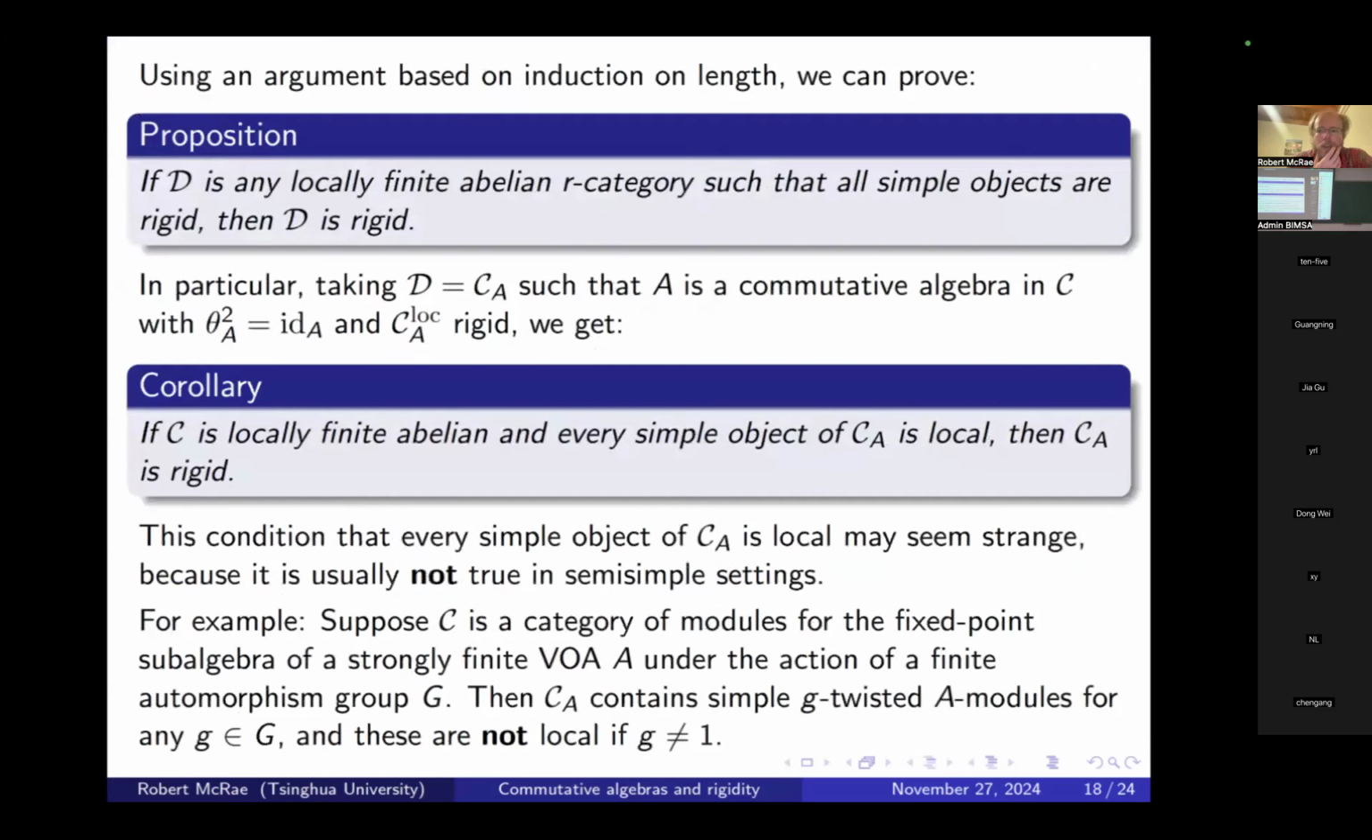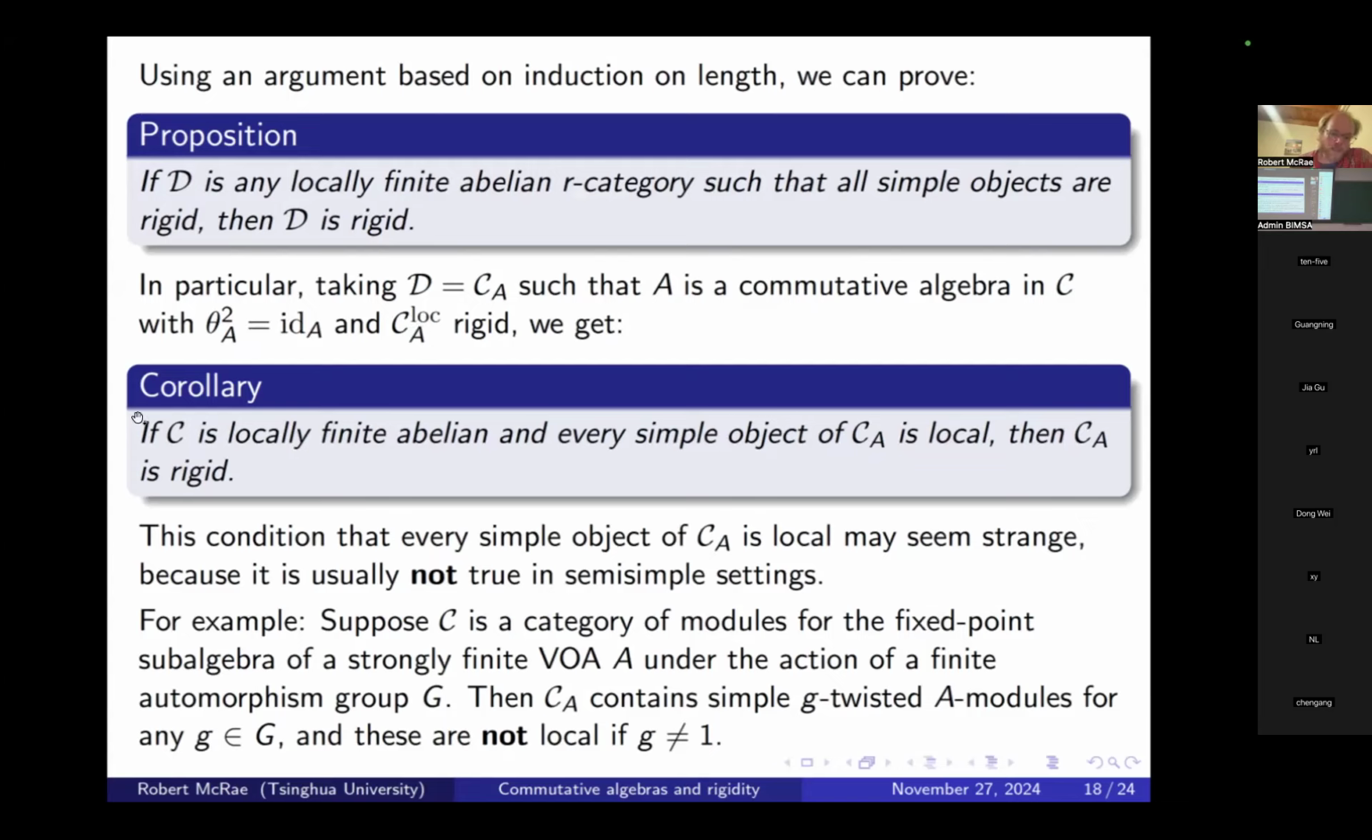So if I want to show that CA is rigid, it would be nice if I could reduce it to the case of rigidity for simple objects. And indeed, there's a nice argument by induction on length that shows that, let's say you have a locally finite abelian R category where all the simple objects are rigid, then all the extensions of simple objects are also going to be rigid, and every object is finite length, so then every object in the category is going to be rigid.